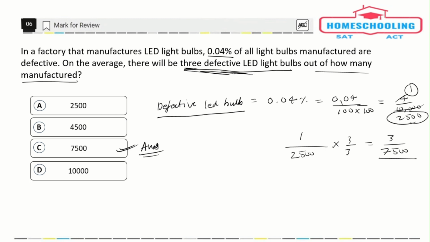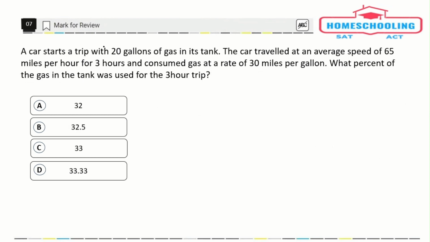Now moving to the next question. A car starts a trip with 20 gallons, so a tank has a capacity of 20 gallons. A car traveled at an average speed of 65 miles per hour for 3 hours. So for 1 hour, it is covering 65 miles. For 3 hours, it would be 65 into 3. That would be 195 miles.